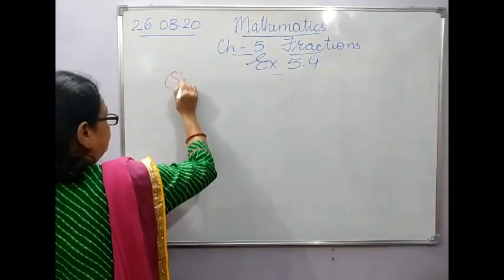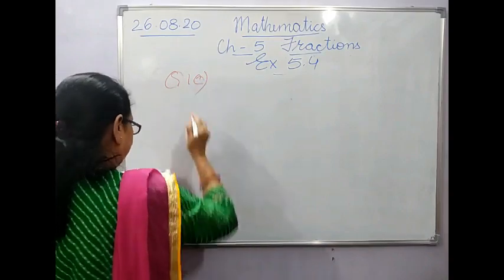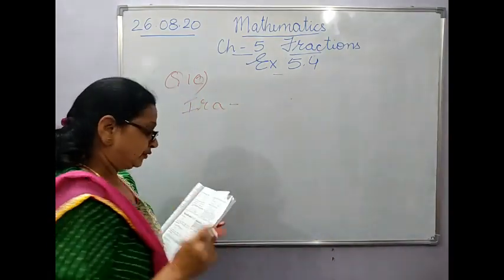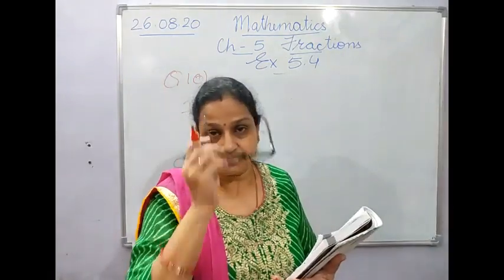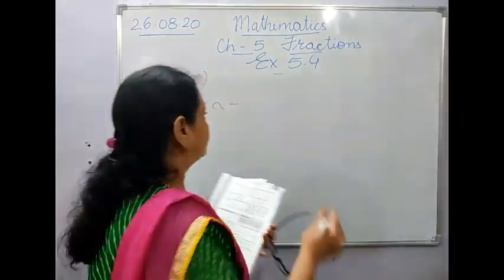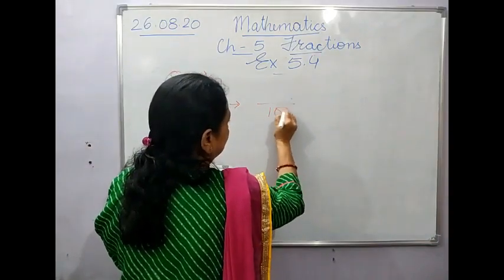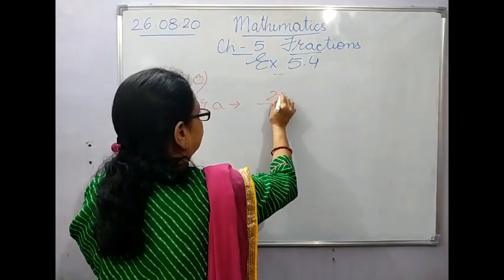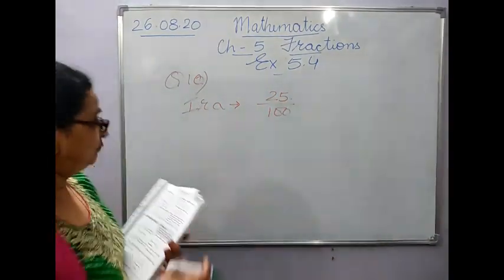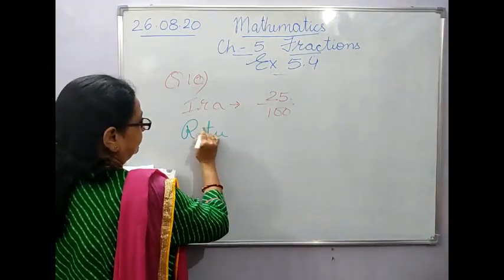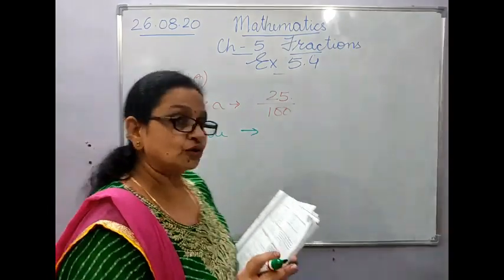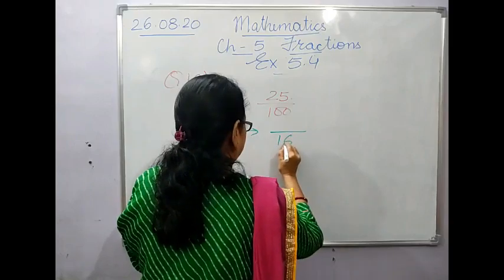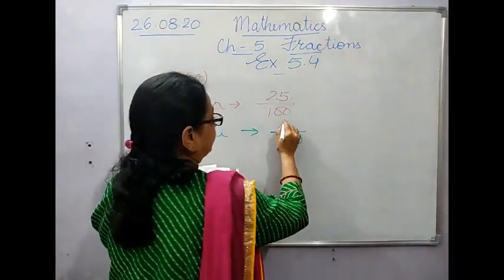So it is question number 10. They have said that Ira read 25 pages of a 100-page book. What is the total number of pages? 100. So we'll write 100 below the bar. And how much has she read? She has read 25. Then Ritu read 40 pages of 160 pages. The number of pages of the book was 160, and she has read 40 out of it.